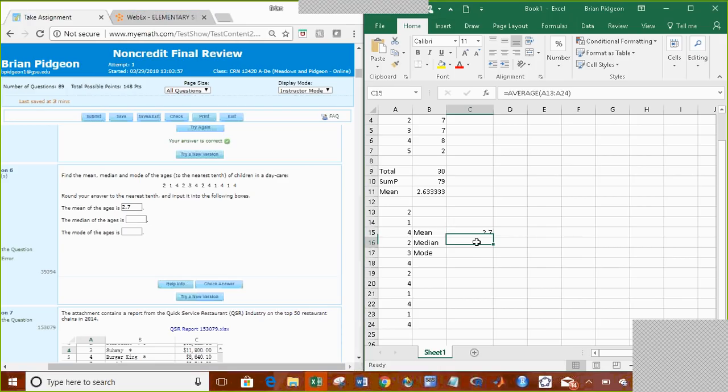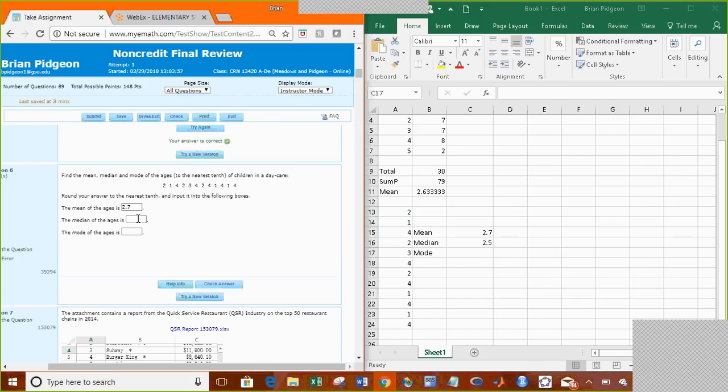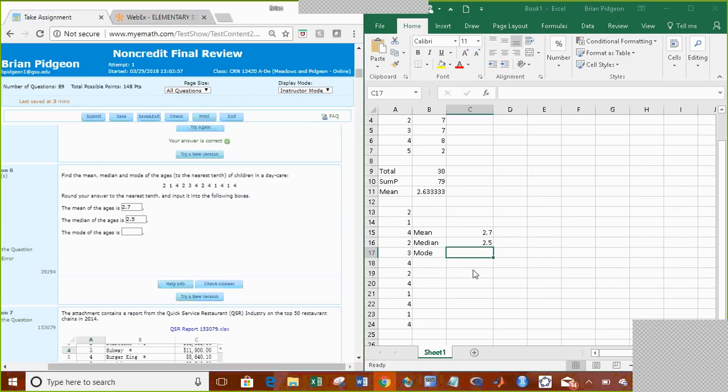So the median, type in median, the function pops up, double click, and highlight. It's 2.5. And the mode is the number that appears the most. Well, we can use the mode function. There's also multi-mode, since sometimes the data set has more than one mode. We can always use the singular one and just highlight. In this case, it's just 4.